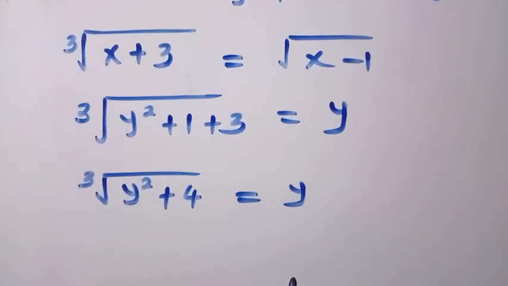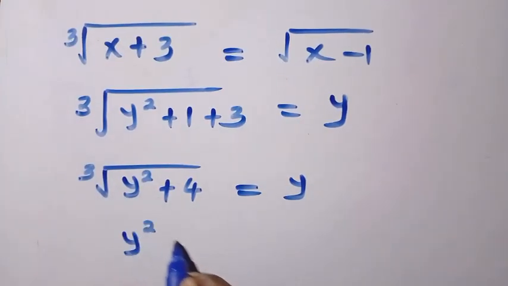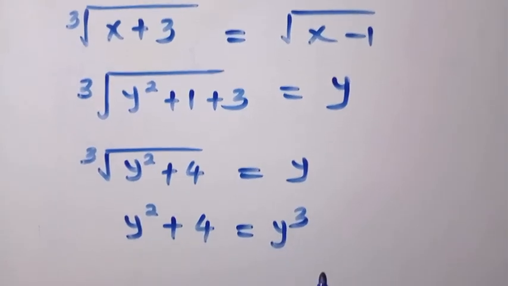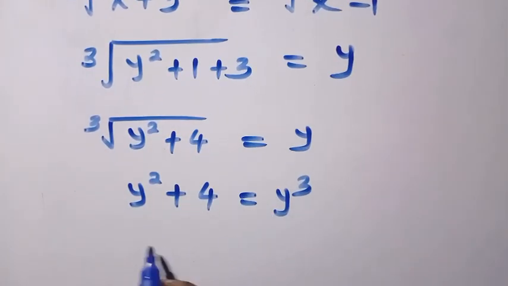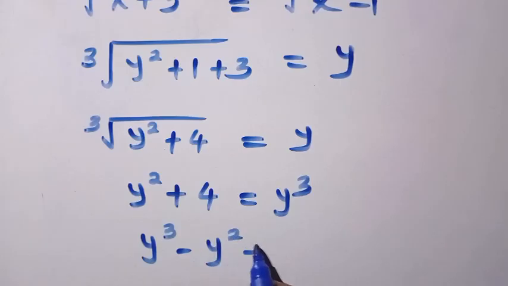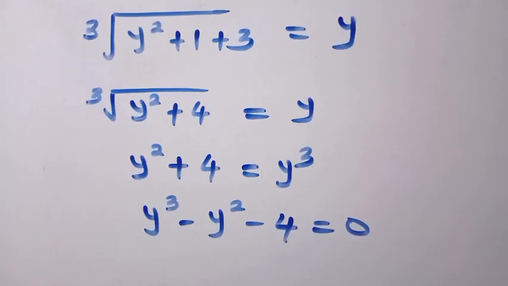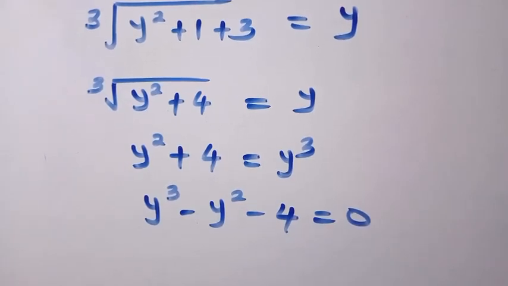Let's take the cube of both sides. By taking the cube of both sides, we have y squared plus 4 equals y cubed. By rearranging everything, we have y cubed minus y squared minus 4 equals 0. We have a cubic equation, rather. So from here, we are going to test for which value satisfies this.